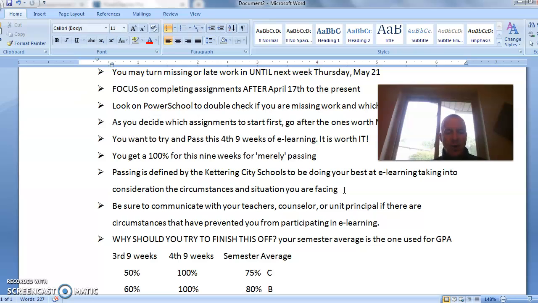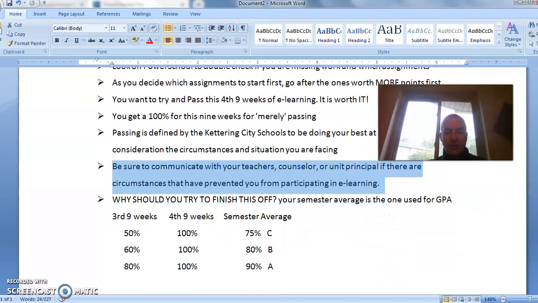So if you have some hardships, or if you have some things in your life that have made it very, very difficult for you to work on a daily basis, to get your work submitted, to earn that passing grade, again, passing is 60% or above, but to earn that passing grade, you just had too much in your life that you're dealing with right now. Well, I ask you to please be sure to communicate that with your teachers, your counselor, or your principal. The only way they know that you've had a tough time of it is if you let them know.